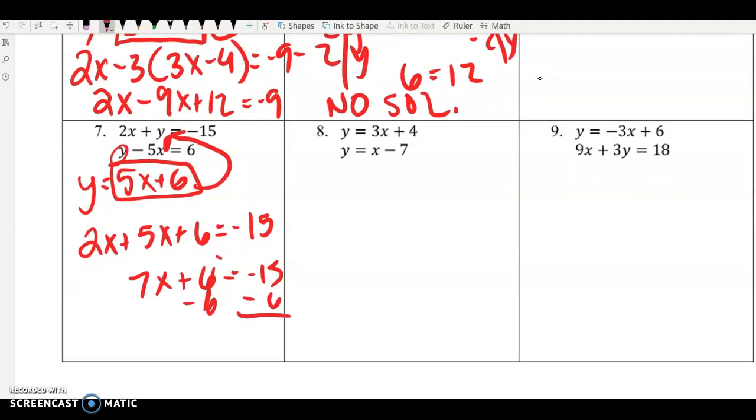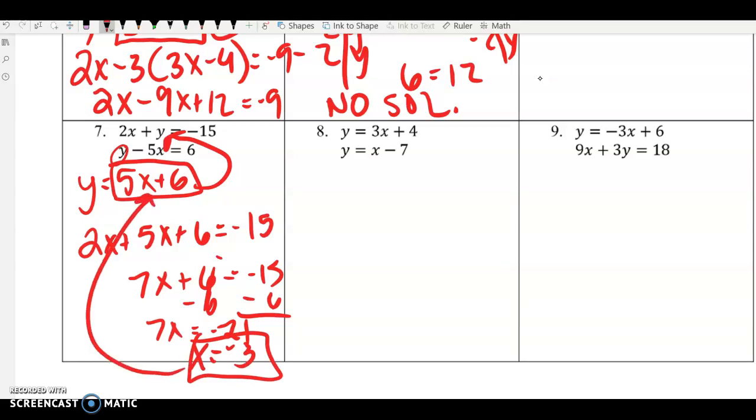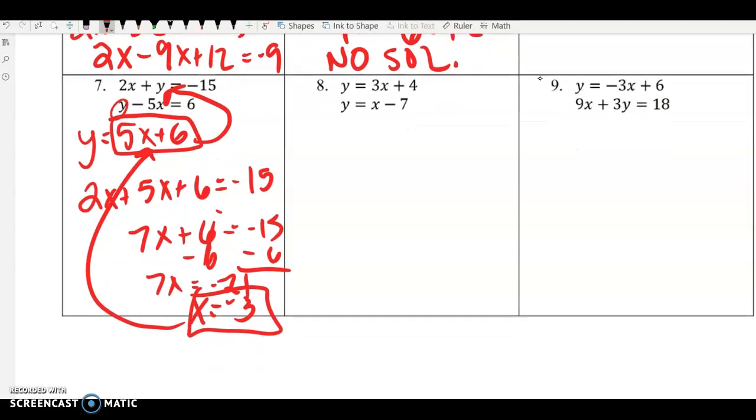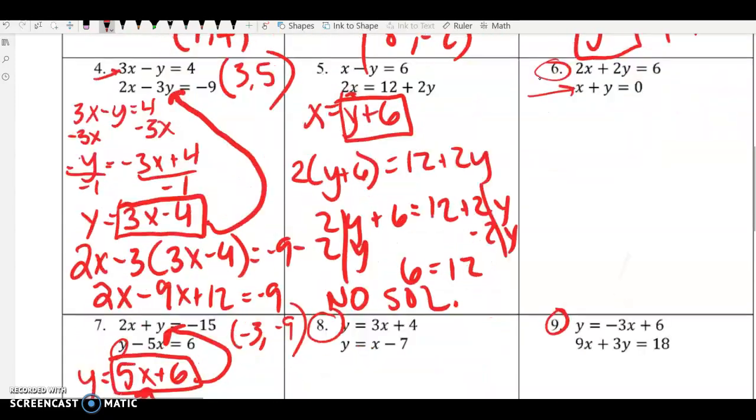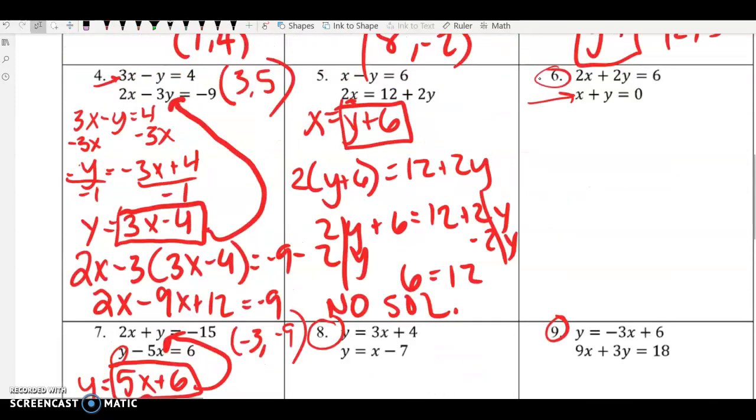Subtract 6 on both sides. I get 7x equals negative 21. So x is negative 3. Plug into the previous equation to solve for y. 5 times negative 3 is negative 15. Negative 15 plus 6 is negative 9. Y has to be negative 9. Which means my ordered pair, negative 3, negative 9. I'm going to have you guys go ahead and do 8 and try 9. So you are trying for homework tonight 3 problems, 6, 8, and 9.